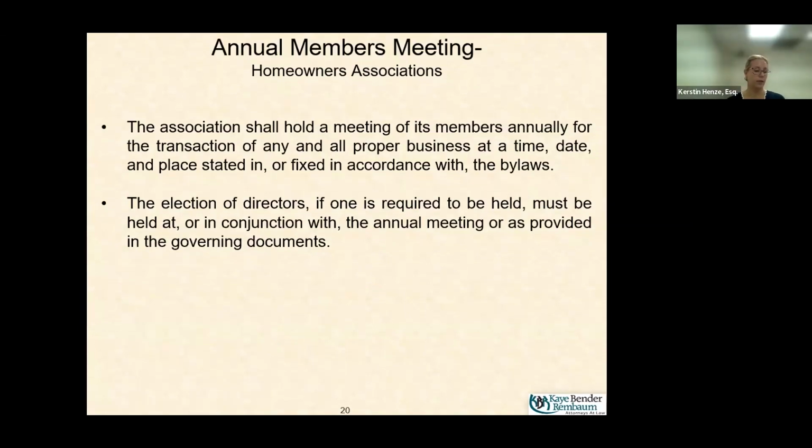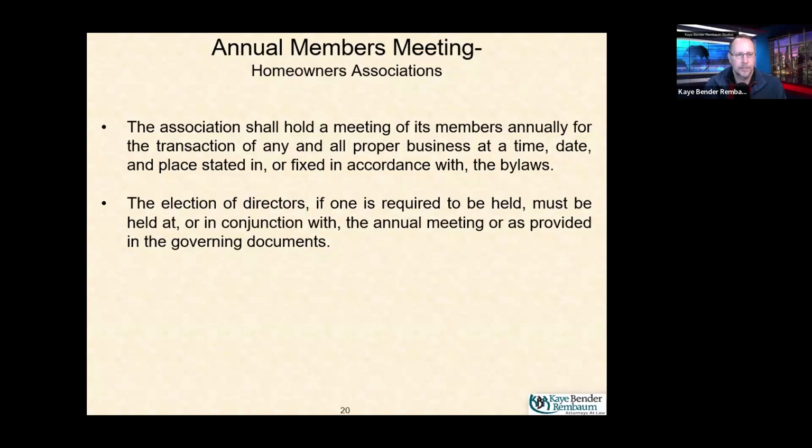Now, again, as with condominiums, the association has to hold a meeting of its members annually, and your election of directors has to be conducted at your annual meeting. Okay. Unless your governing documents provide otherwise. More often than not, in my experience, elections have to be conducted at the annual meeting.